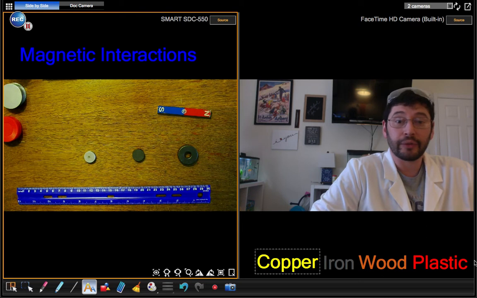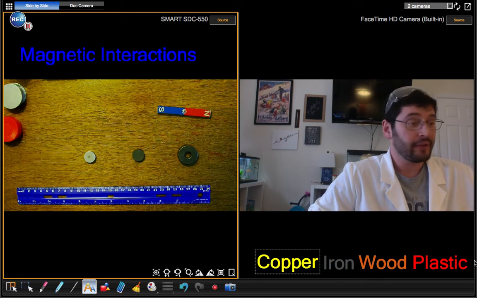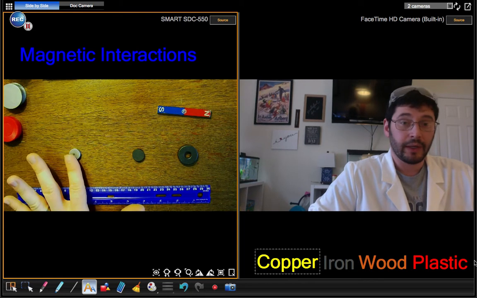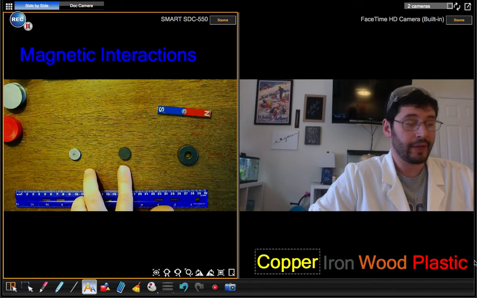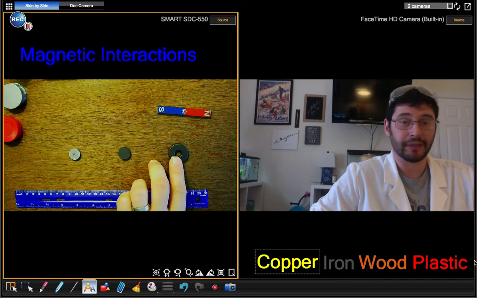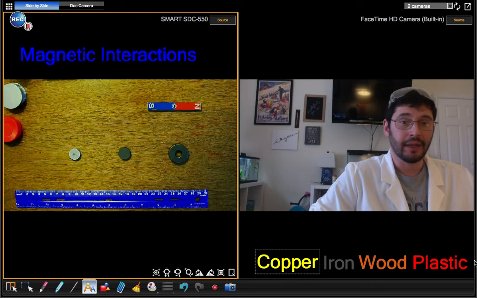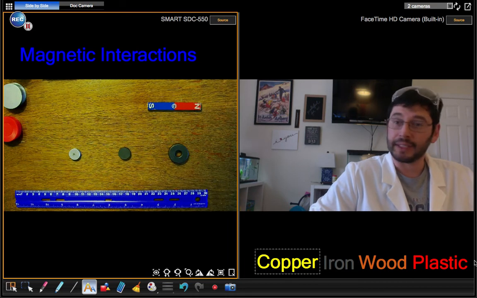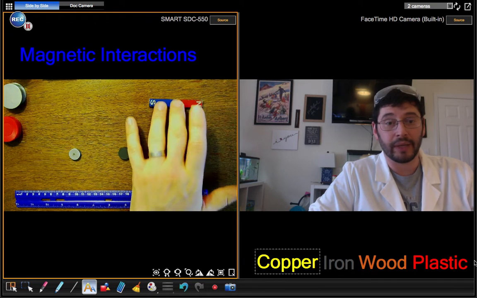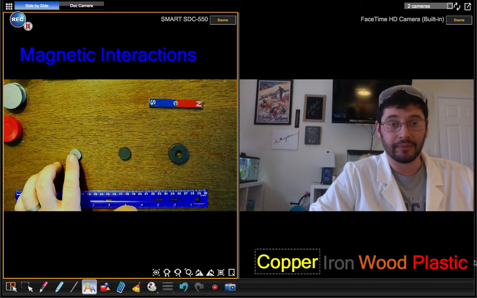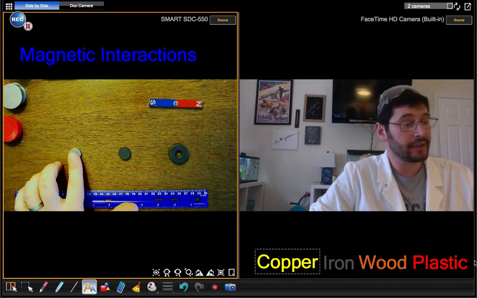Now first things first, notice on our board right here we have 4 different magnets. We have our rare earth magnet, and then we have another little disc magnet, a ring magnet, and our bar magnet. And the magnets are also made out of slightly different materials. This is an iron magnet. We have a rare earth metal magnet here.